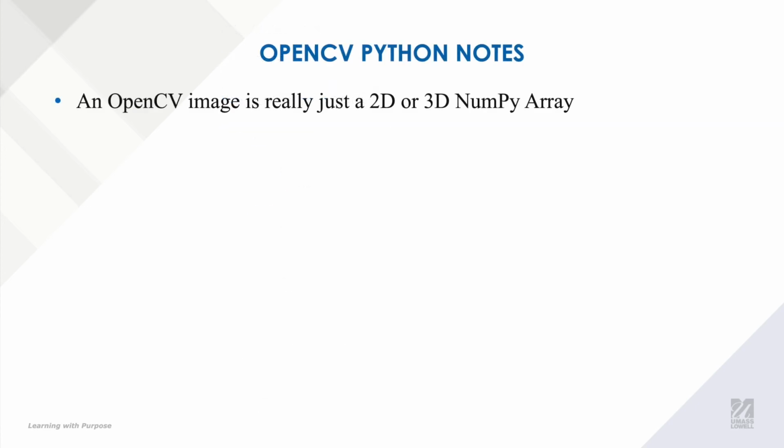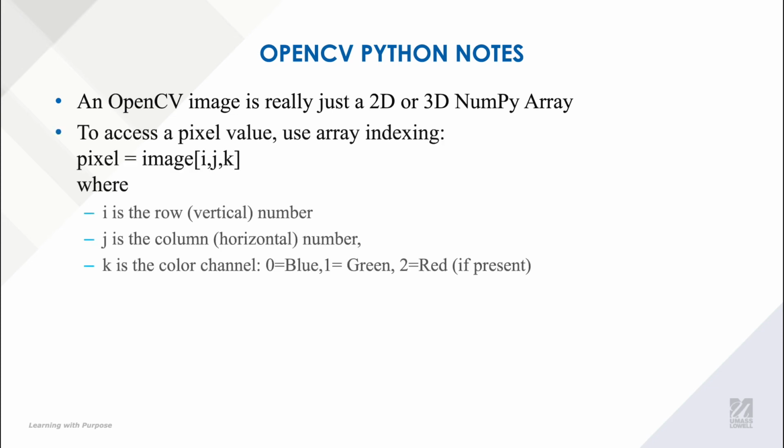So a couple of notes here. If you've ever used NumPy before, an OpenCV image is really just a 2D or 3D NumPy array. So this probably makes your life a little bit easier, and if you've used arrays in other sorts of languages, then it's going to look very, very similar to you. So if we want to access a pixel value, we really just use array indexing. So if we want to know the value of the ith row, jth column, and kth color in an image, then we say image[i, j, k], and that'll give us a number, in this case between 0 and 255 because it's an 8-bit image.